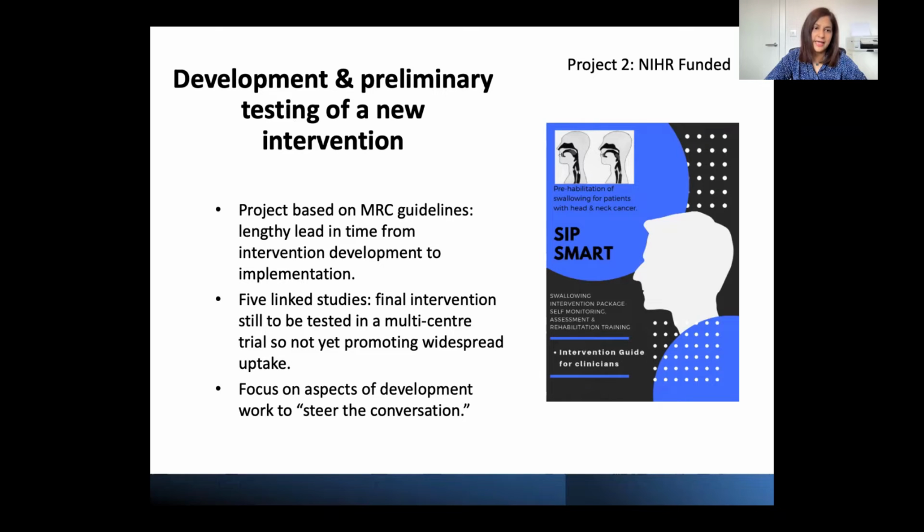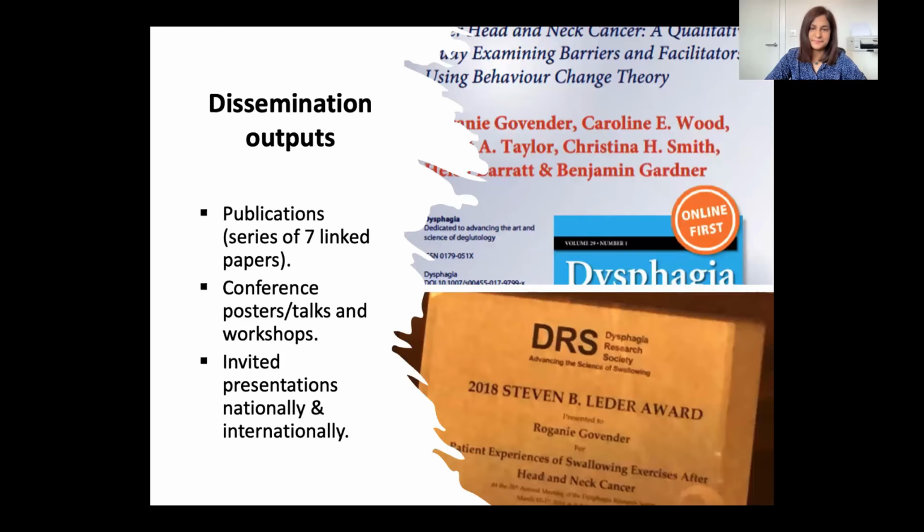And in my PhD work, I had 5 linked studies. So I had quite a lot of work which was leading up to intervention development. But I also had a kind of preliminary, very early, small-scale randomized control trial, a kind of feasibility trial, as part of my PhD. But what I decided for dissemination was that I really wanted to focus on the aspects of development to kind of steer the conversation more towards some of the earlier studies in my PhD. And so this is exactly what I did. I actually had in my dissemination plan an idea that I was going to have 7 linked papers which were going to be sequential, but I knew that I wanted to focus on the earlier work, and so I planned my dissemination accordingly. And so I did the usual thing of conference posters, workshops.